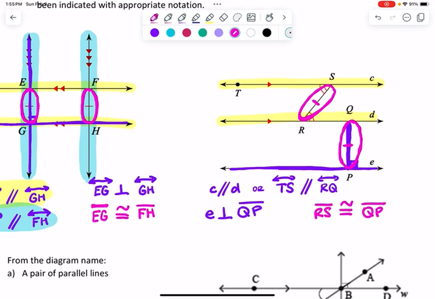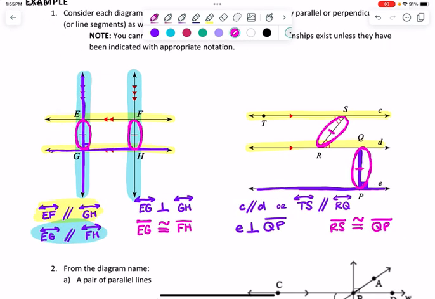And for this diagram, that's all I'm able to say about it. There's no extra arrowheads in the middle. There's no extra small squares for perpendicular. There's no extra tick marks for congruent line segments. So this is what we've got.